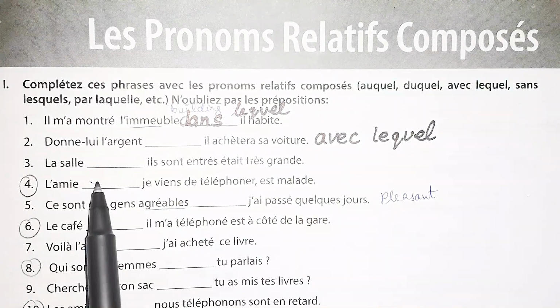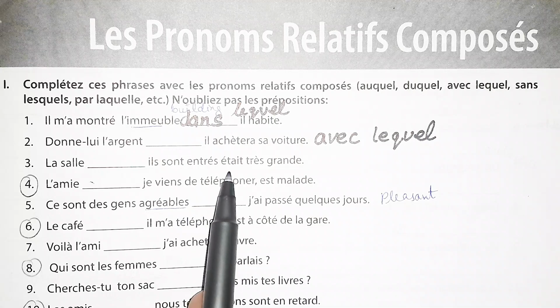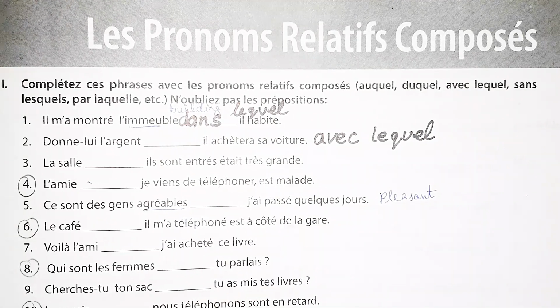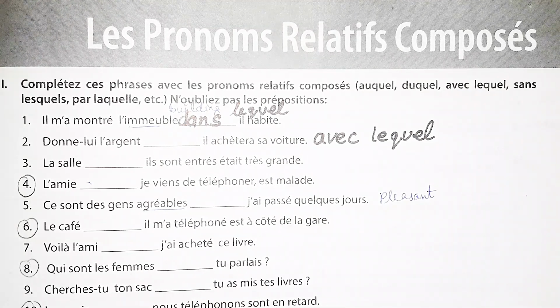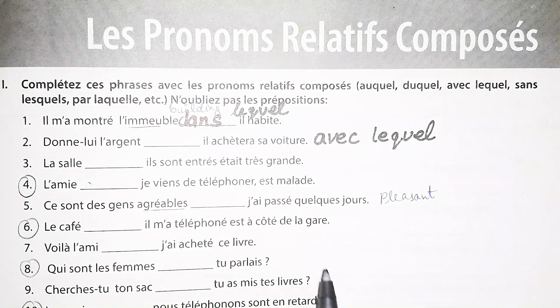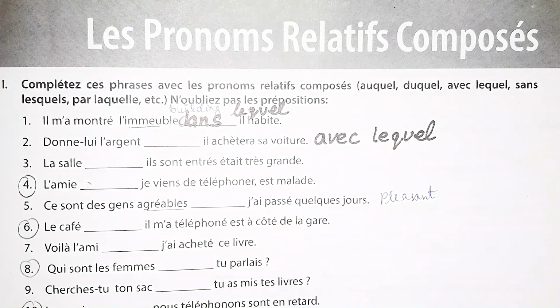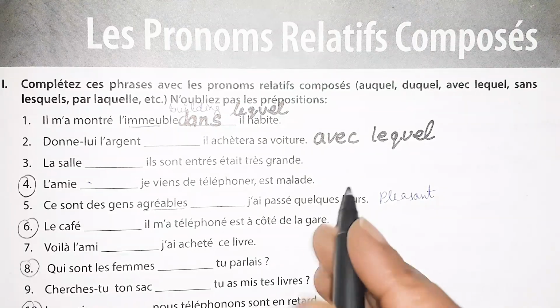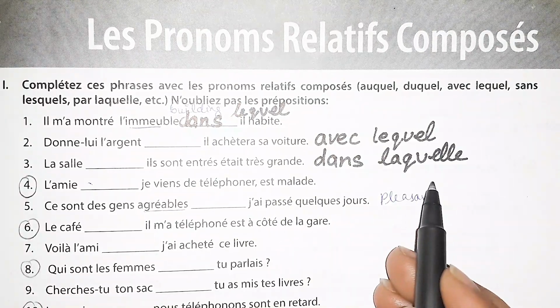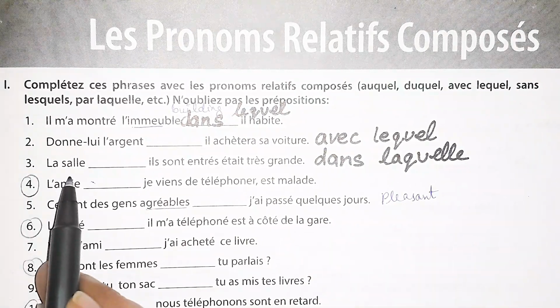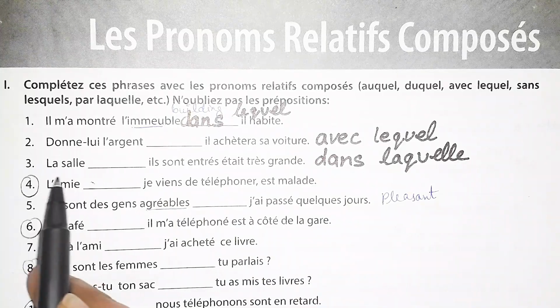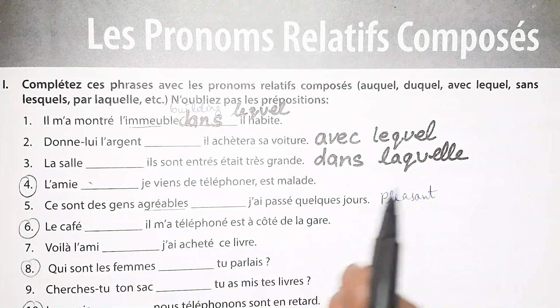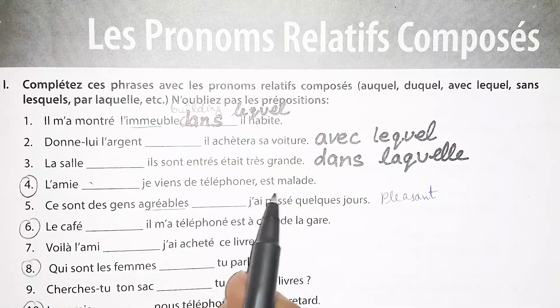Okay. La salle dash ils ont entré était très grand. That means the room in which they entered was very big or grand. Okay, so in which, again for in we'll use dans, and laquelle we have used here because la salle is feminine. Okay, the room in which they entered was grand or big.